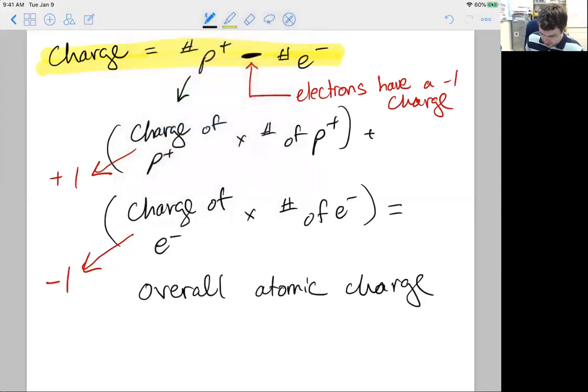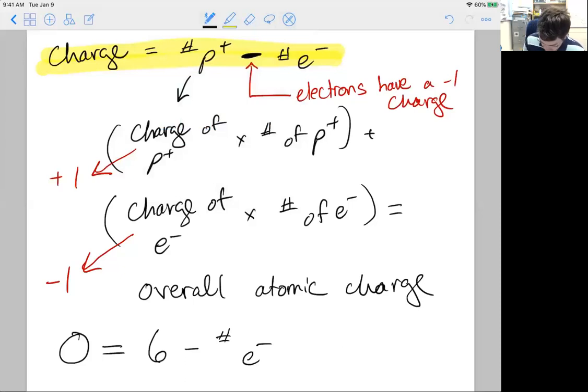But we can solve this now. If our charge is equal to the number of protons minus the number of electrons, we can figure out the number of electrons using simple algebra. That is, for our case, we have a neutral or 0 charged atom, and we have 6 protons, and we have to subtract the number of electrons.